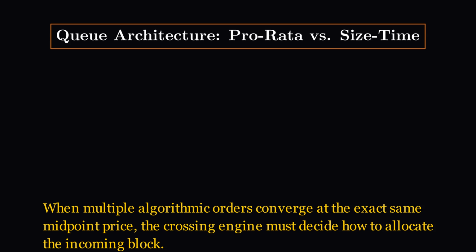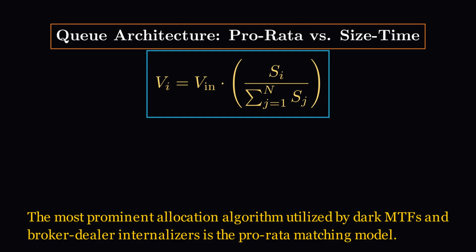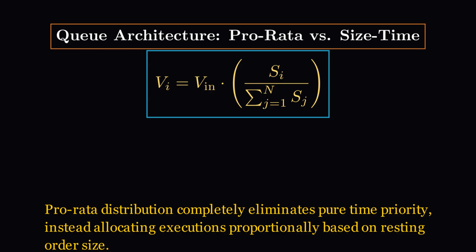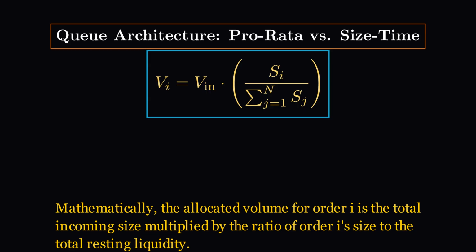When multiple algorithmic orders converge at the exact same midpoint price, the crossing engine must decide how to allocate the incoming block. The most prominent allocation algorithm utilized by dark MTFs and broker-dealer internalizers is the pro-rata matching model. Pro-rata distribution completely eliminates pure time priority, instead allocating executions proportionally based on resting order size. Mathematically, the allocated volume for order i is the total incoming size multiplied by the ratio of order i's size to the total resting liquidity.